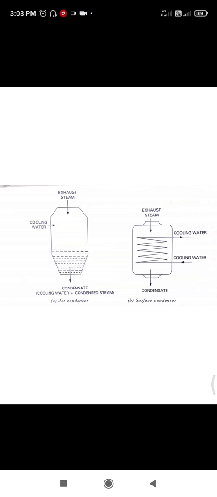In jet condensers, low vacuum is maintained, whereas in surface condensers, high vacuum can be maintained. In jet condensers, condensate cannot be reused, whereas in surface condensers, condensate can be reused as hot feed water.